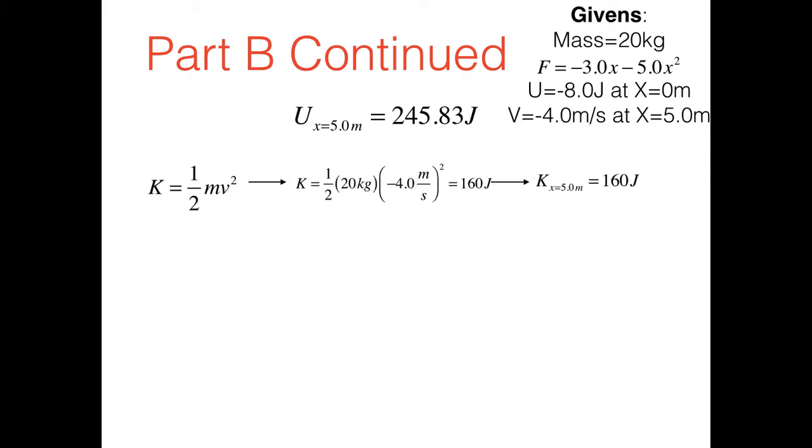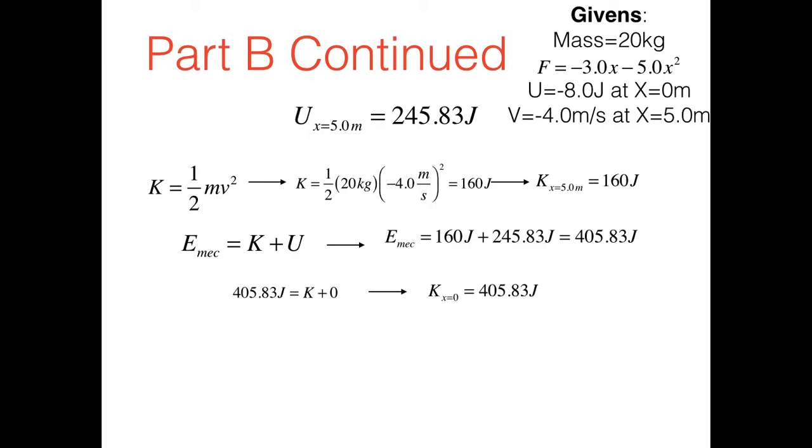Next, we're going to solve for the kinetic energy using K equal to 1/2 mv squared. We'll plug in our givens, a mass of 20 kilograms and a velocity of negative 4 meters per second, and find that kinetic energy at x equals 5 meters is 160 joules. The total mechanical energy in the system is the kinetic energy plus the potential energy. We'll plug in our kinetic energy at x equals 5, which is 160, add it to our potential energy at x equals 5, which is 245.83, to get a total mechanical energy of 405.83 joules.